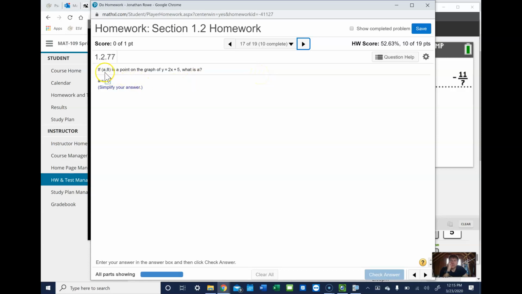Okay, this time it says if a comma 8 is a point on the graph of y equals 2x plus 5, then what is a? Okay, this is easier than it sounds. It has a right here as the x coordinate, because it's the first thing in the ordered pair. And the 8 is the second thing, so it's the y coordinate. So just put a in the place of x, put 8 in the place of y, and solve it. I'll show you how to do that.